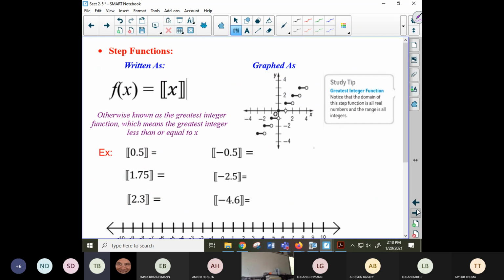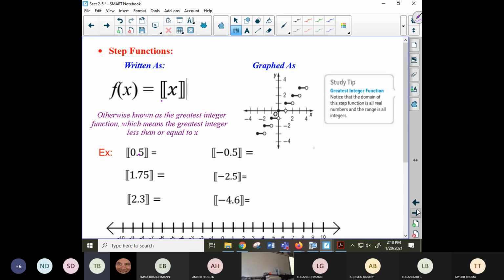Okay? So now I'm going to go to something that I don't think you guys have seen before. It's called a step function. And you're going to get something inside of what looks like a double bracket. That is called the greatest integer function. Whatever number they put in there, you find what integer is less than or equal to it. Now integers are like -2, -1, 0, 1, 2, 3.